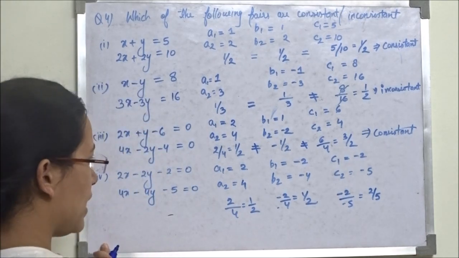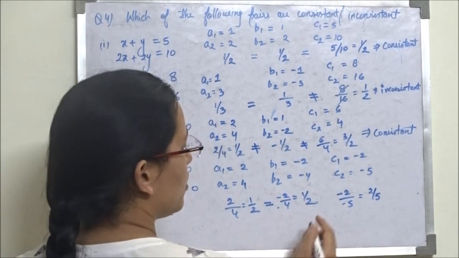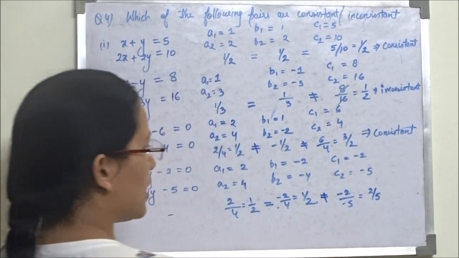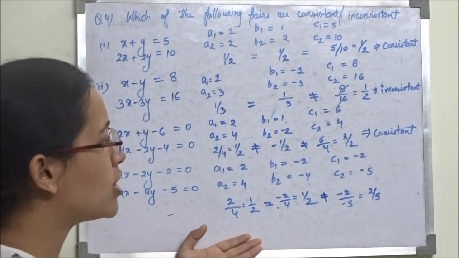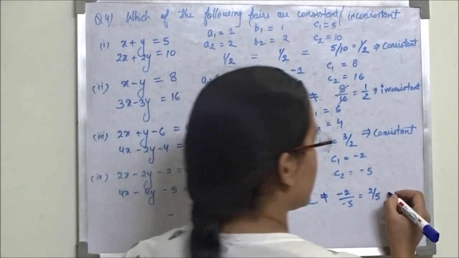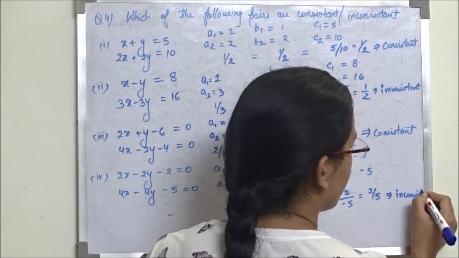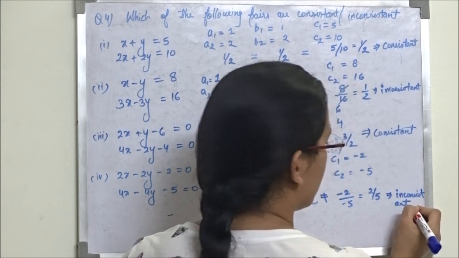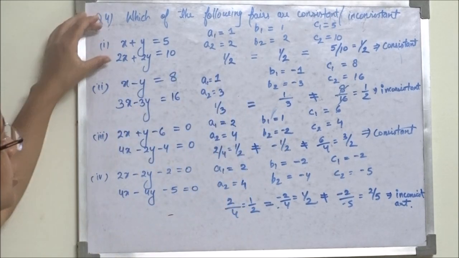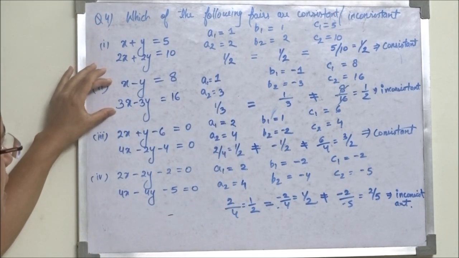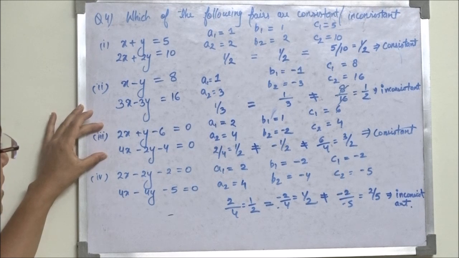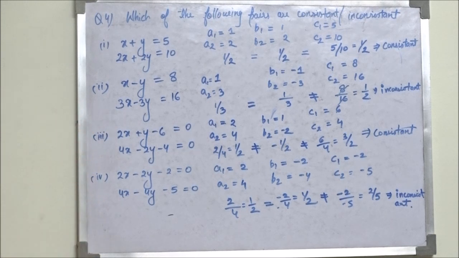In this, a1 by a2 is equal to b1 by b2 but not equal to c1 by c2. Again the case of parallel lines, no solution, that means it is inconsistent. So first equation consistent, second equation inconsistent, third equation consistent, and fourth equation is inconsistent.